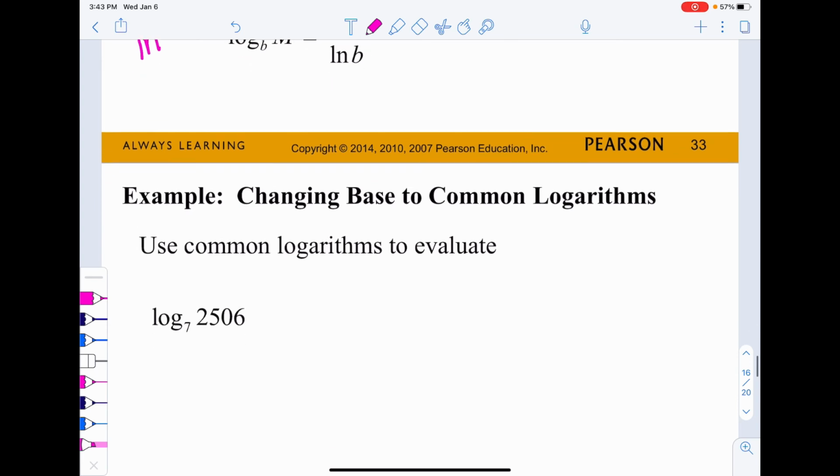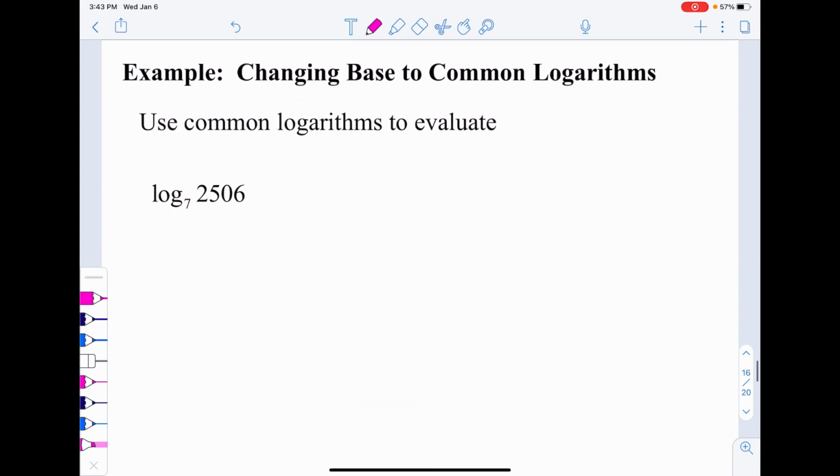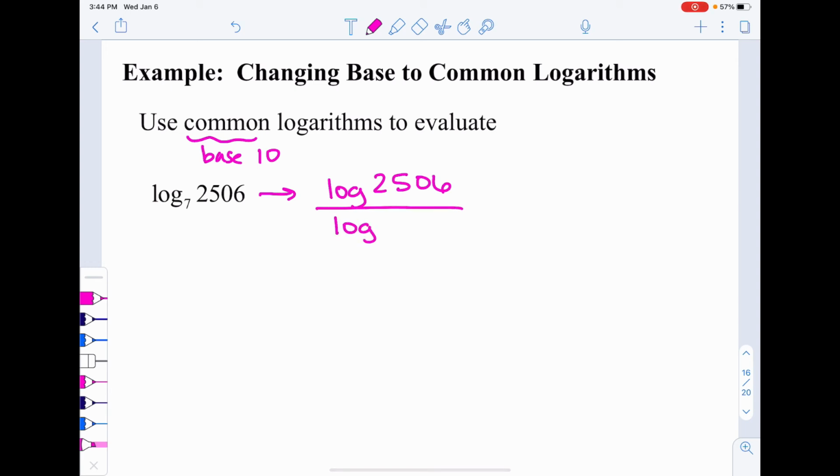So let's look at an example. It says use the common logarithms to evaluate log base 7 of 2506. They want us to use the common logarithm, which means changing that to base 10. Common logarithm, that's base 10. So that means we are going to take the log of 2506 and divide it by the log of 7.